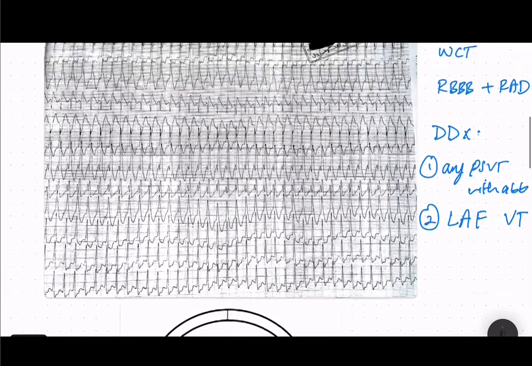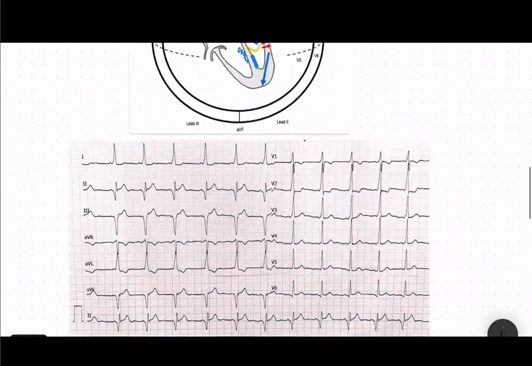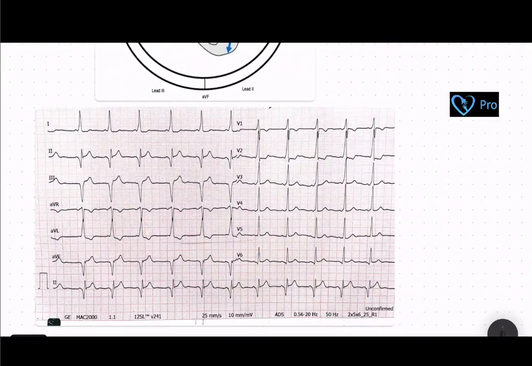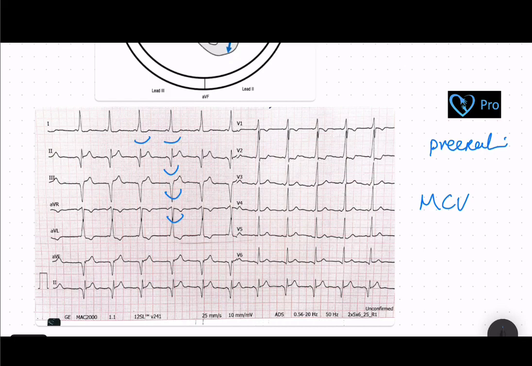In our case, the resting ECG could help. The patient's resting ECG showed pre-excitation, a delta wave. As you can see here, it is evident in all leads and it is negative in II, III, aVF. This means the accessory pathway is located in the posteroseptal region of the heart. In this case, it was inside the MCV, the middle cardiac vein.